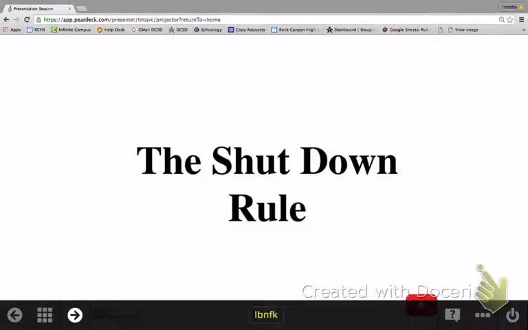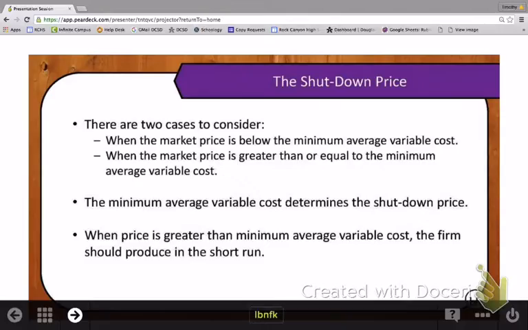So then what is the shutdown rule for a firm in the short run? When should it stay open in the short run? When should it shut down in the short run? Well, there are 2 cases to consider. Okay?